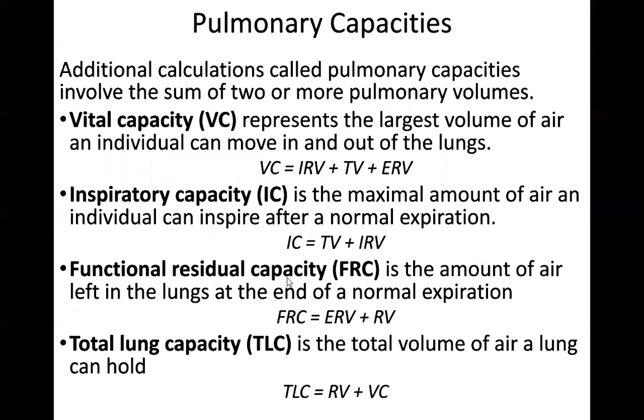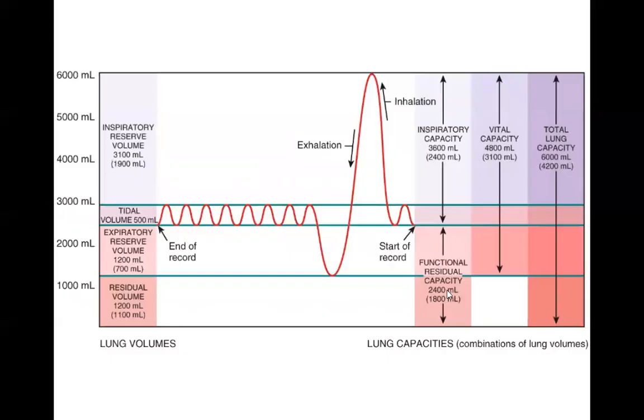Functional residual capacity is the amount of air left in your lungs at the end of a normal expiration. So when you take that normal exhale out, what's left in your lungs is the expiratory reserve volume plus the residual volume. And then total lung capacity is probably the most common sense. It's the total amount of air that your lungs can hold. Pretty good amount there, 6 liters and 4.2 liters.